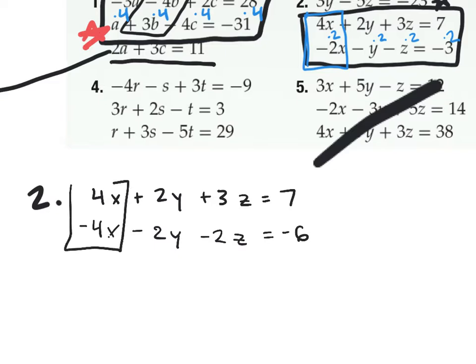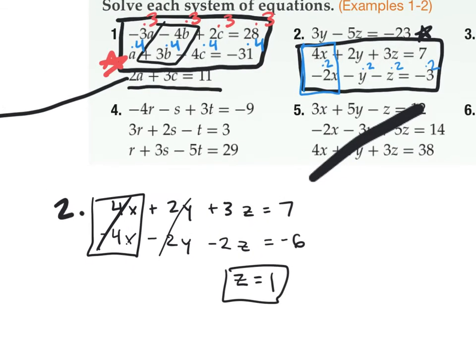So now that we have a positive 4x and a negative 4x, these are going to cancel. So we can go ahead and combine. What's 2y minus 2y? 0. So these cancel too. And then what is 3z minus 2z? z. And then 7 minus 6? 1. So z is equal to 1. That's awesome. That's one of our answers. Yay.